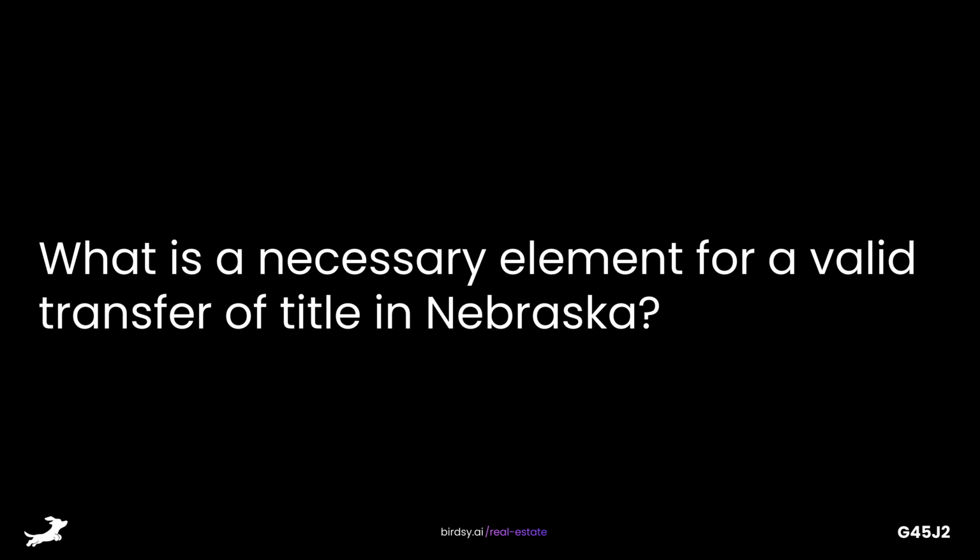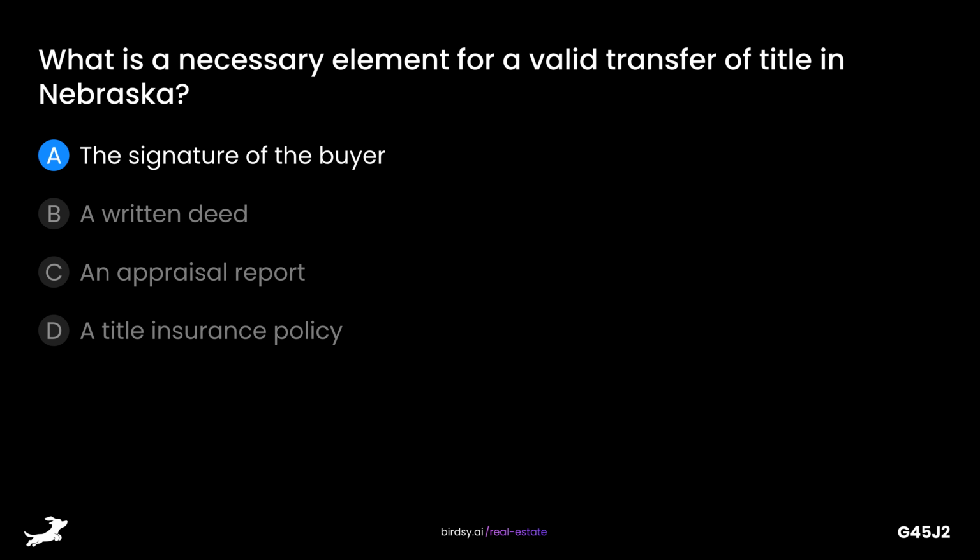What is a necessary element for a valid transfer of title in Nebraska? Is it A, the signature of the buyer, B, a written deed, C, an appraisal report, or D, a title insurance policy? The answer is B, a written deed.